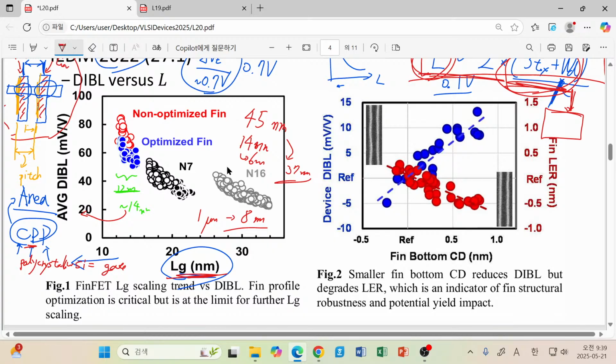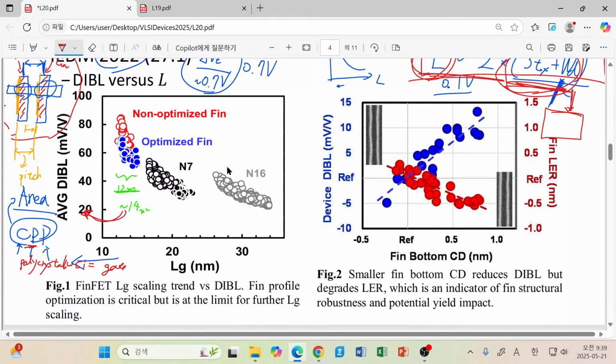And this corresponds to a few generations of gap between different technologies. This is a really big deal. So that's the reason why people are eager to reduce the length scale as much as possible. So we want to go this way. However, DIBL is really the showstopper.